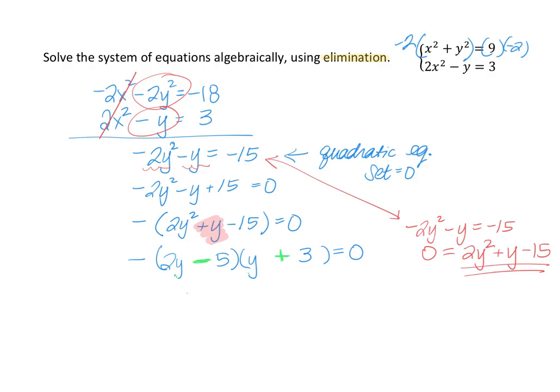Again, some of you would have chosen quadratic formula. That's totally fine. But your factoring skills are pretty darn important as you move on in math. So becoming good at factoring, it's a good thing. It'll help you later. We're getting y equals 5/2, and then y equals negative 3. So now we have our y values. That's great. We need x values.